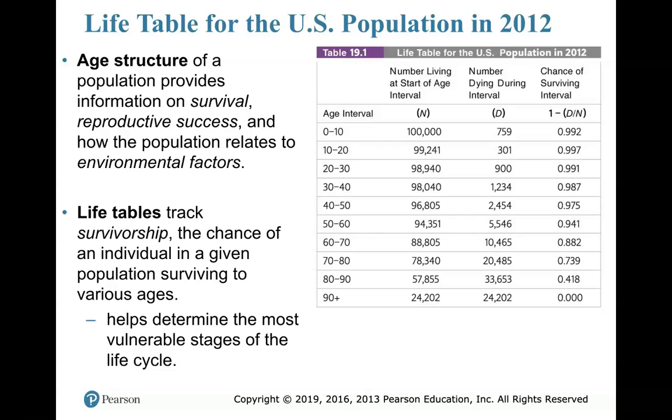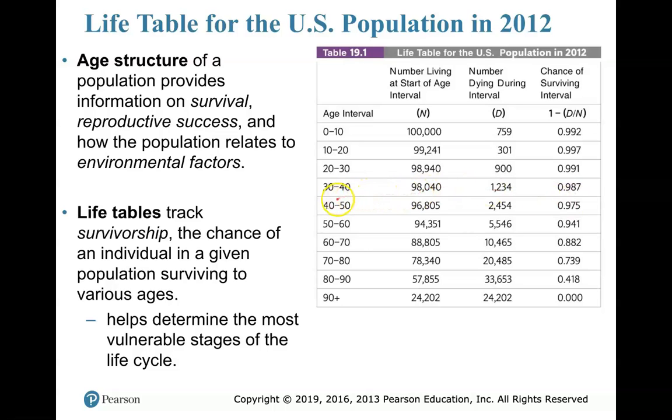If we keep looking at our population and we keep going down, boom, here's my age range between 30 to 40 years old, and about 98,040 individuals live at that age range. 1,234 die in that age range in 2012. So then, given that math, I have a 98.7% chance of surviving. Still pretty high. Not a lot has changed, but it has changed.